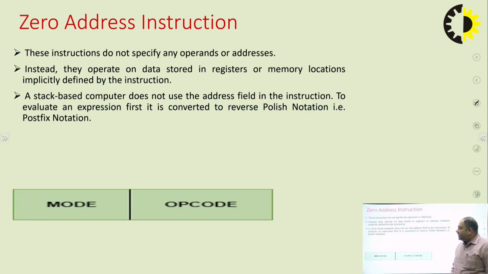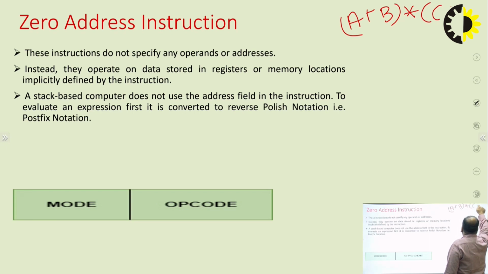Another is the zero address instruction, in which we do not have any operand. These instructions do not specify any operand or addresses. Instead, they operate on data stored in registers or memory locations defined by the instruction. What is the main part in this? That these are based on the stack based computer. So whatever expression we insert will be at the top of the stack. The stack works on the logic of last in first out.